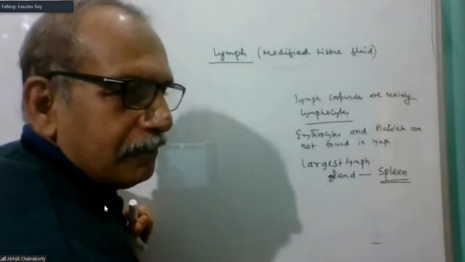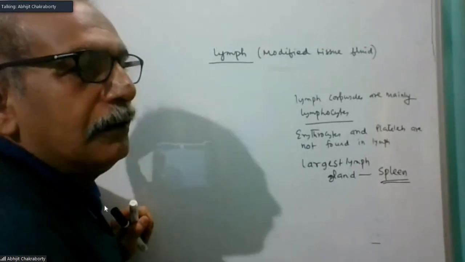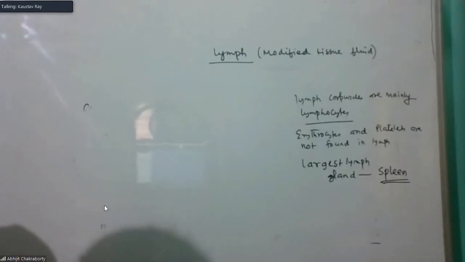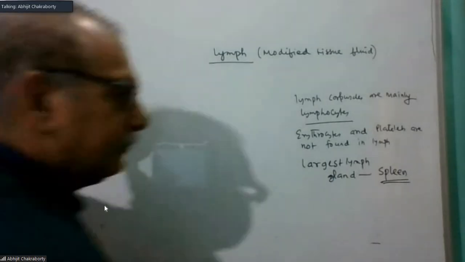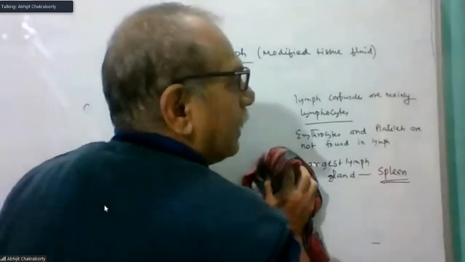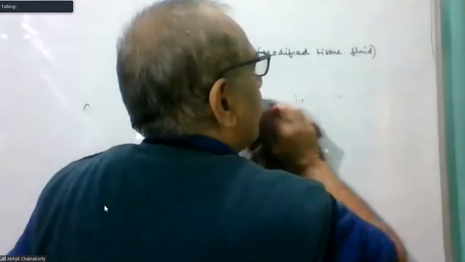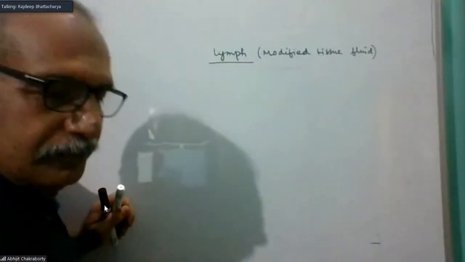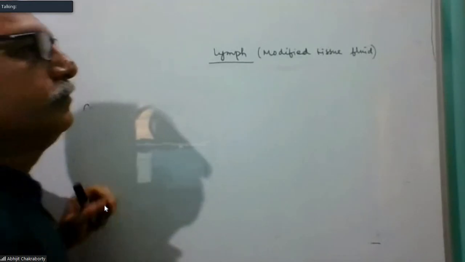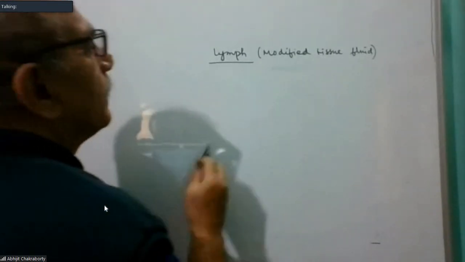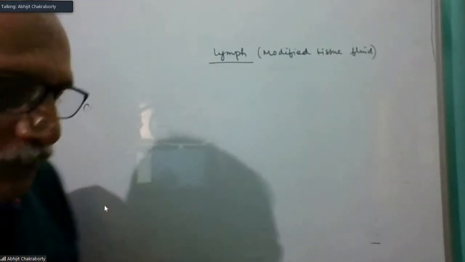The function of lymph: helps in destroying invading microorganisms and foreign particles. And lastly, helps in maintaining the volume of blood. Clear? Yes, sir. Okay. So that's all for today. In my next class.